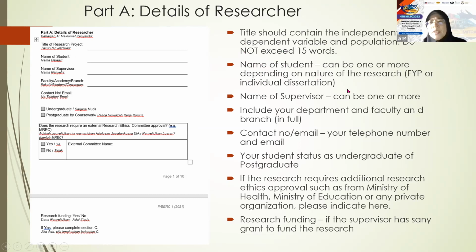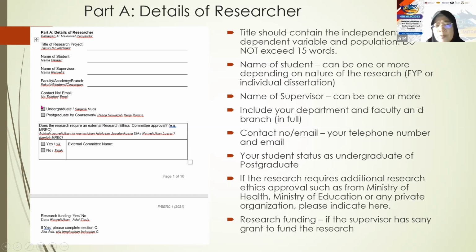Then the name of the student can be one or more. Sometimes we do research groups, with more than one student doing the same study, but in our case, only one student. The name of the supervisor is also one or more. Usually we put in our main supervisor, but all the co-supervisors must also be in your application for research approval. And then the faculty, Malaysia Institute of Transport, Shah Alam, the contact number, which is the telephone number, and also your email.